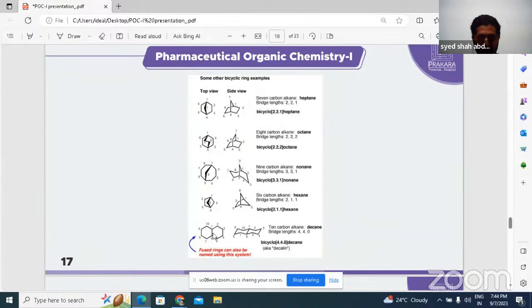Like here in this last example, it is a fused ring. On this side it has 4 carbons. On this side it has 4 carbons. In the bridge it does not have any, so we mention 0. So 4, 4, 0. In total, if we calculate, 10 carbons. So bicyclo 4.4.0 decene. Got it?